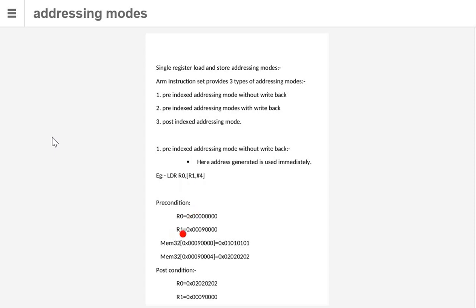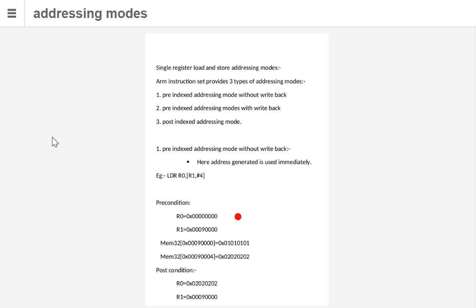So here I have given the initial value of R1 as 0x9000. That is the initial value. When I execute the instruction, I am telling R1 with an offset value 4. Whenever you give an offset value, you can either add the offset value or subtract the offset value. In my example, I have not given any minus, so it means you are going to add the offset value. So you will add this offset value with 9000, and you'll get the value 9004.